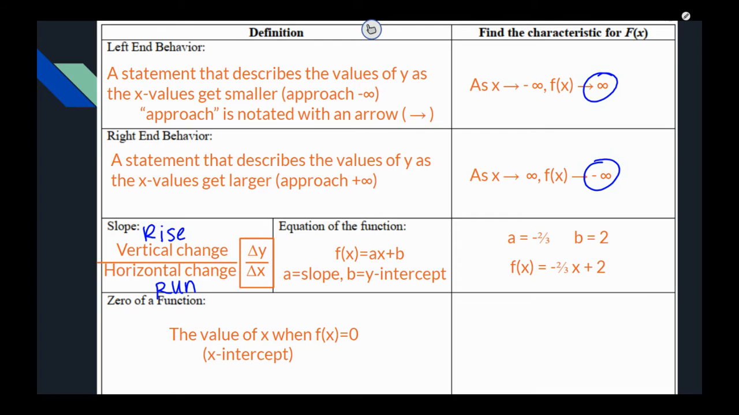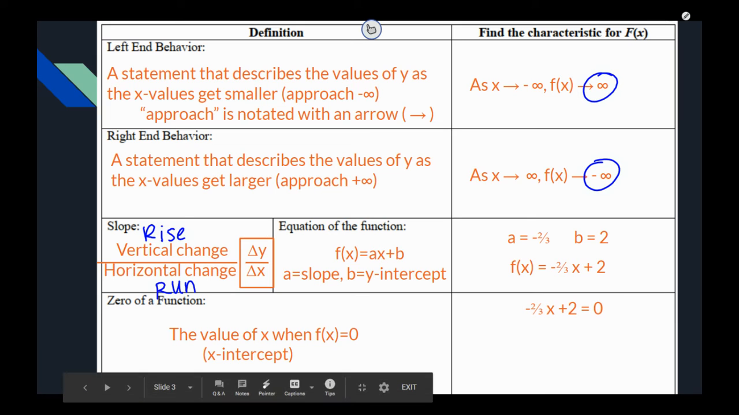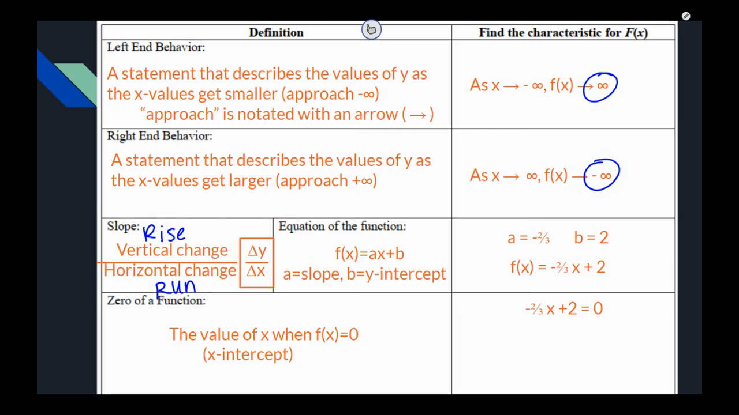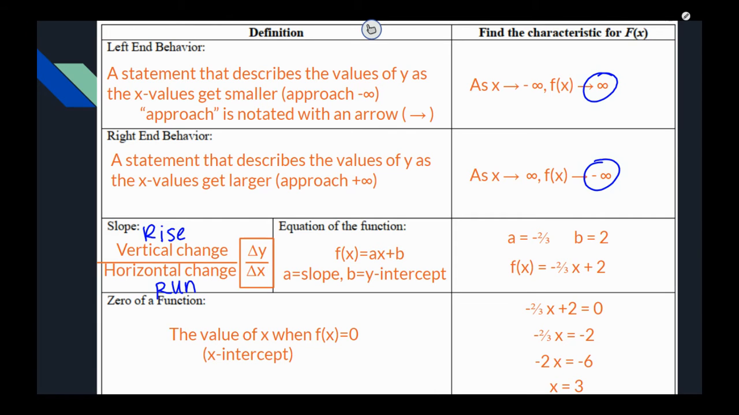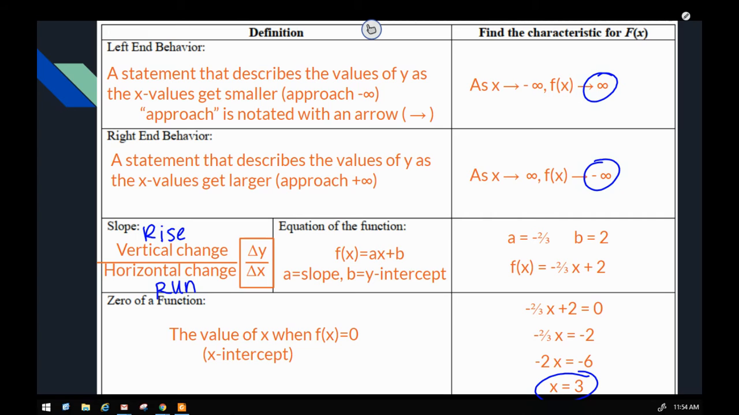So what's the x-intercept of that line up there at the top of your page? 3. Yes. So the value from the graph is 3. If you were trying to find it algebraically, you would set your equation equal to 0. So negative 2/3 x plus 2 equals 0. And then you would solve for x. You would subtract 2, multiply by 3, and divide by negative 2. To get your zero, x equals 3.